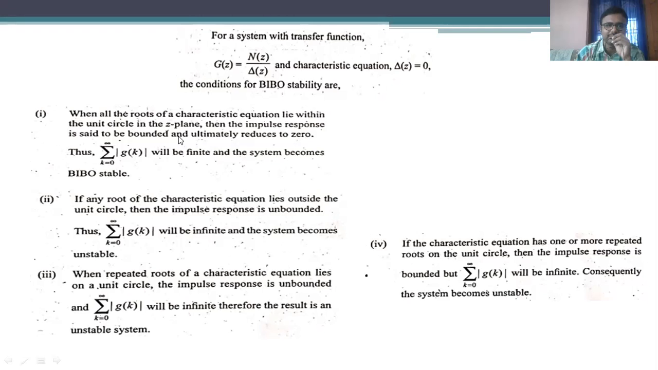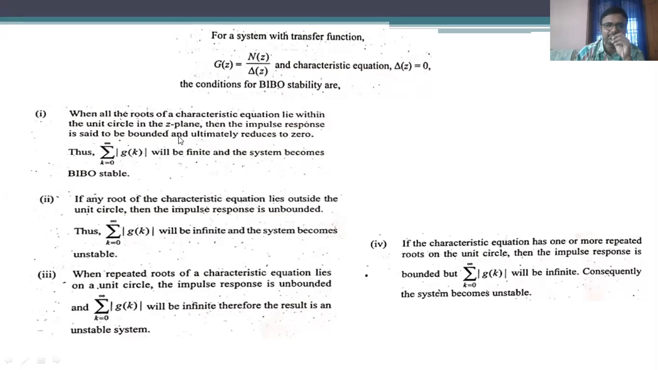Similarly, if the characteristic equation has one or more repeated roots on the unit circle, then that particular impulse response is going to be considered as a bounded system, but the system is going to be considered as an unstable system. That means when repeated roots are on the unit circle, then that particular impulse response is going to be considered as the unbounded system.